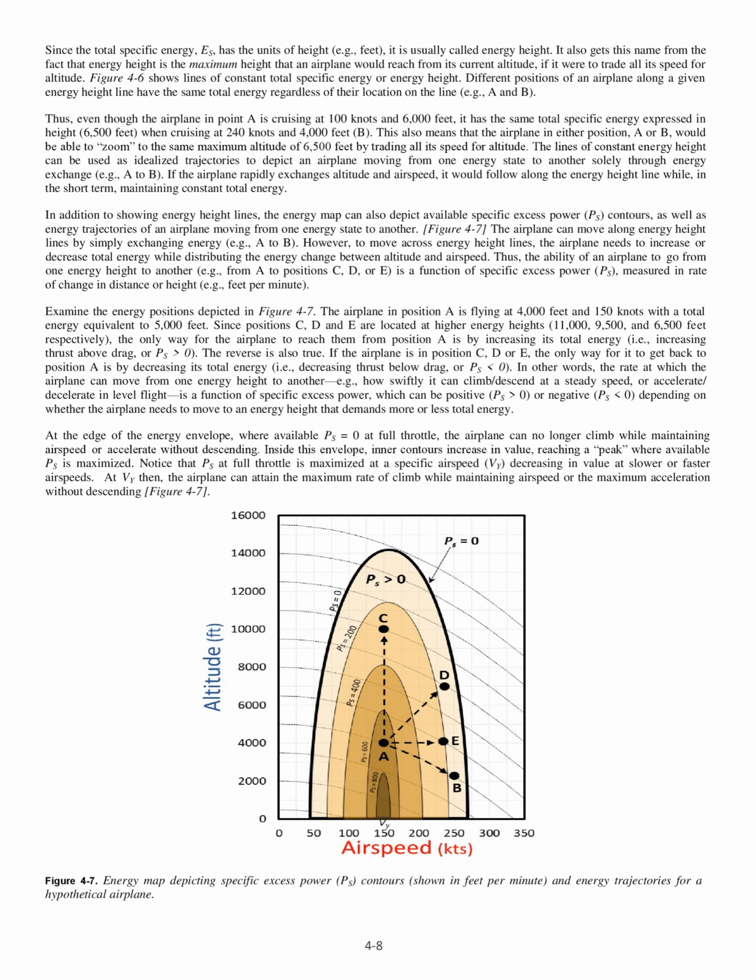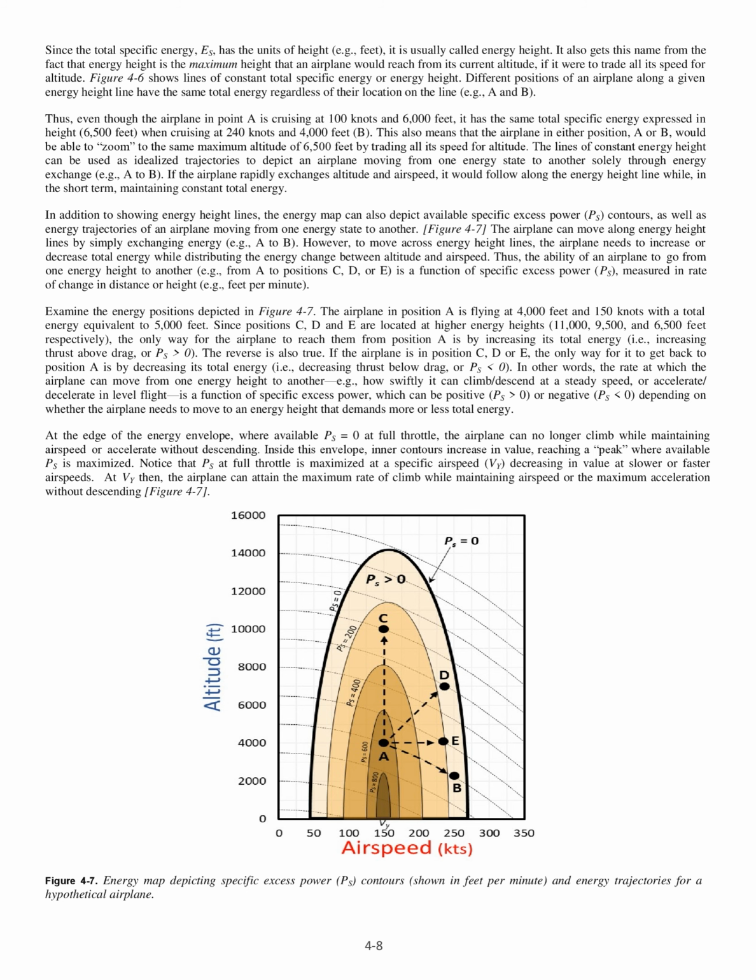The airplane can move along energy height lines by simply exchanging energy, for example, A to B. However, to move across energy height lines, the airplane needs to increase or decrease total energy while distributing the energy change between altitude and airspeed. Thus, the ability of an airplane to go from one energy height to another, for example, from A to position C, D, or E, is a function of specific excess power, PS, measured in rate of change in distance or height, for example, feet per minute.